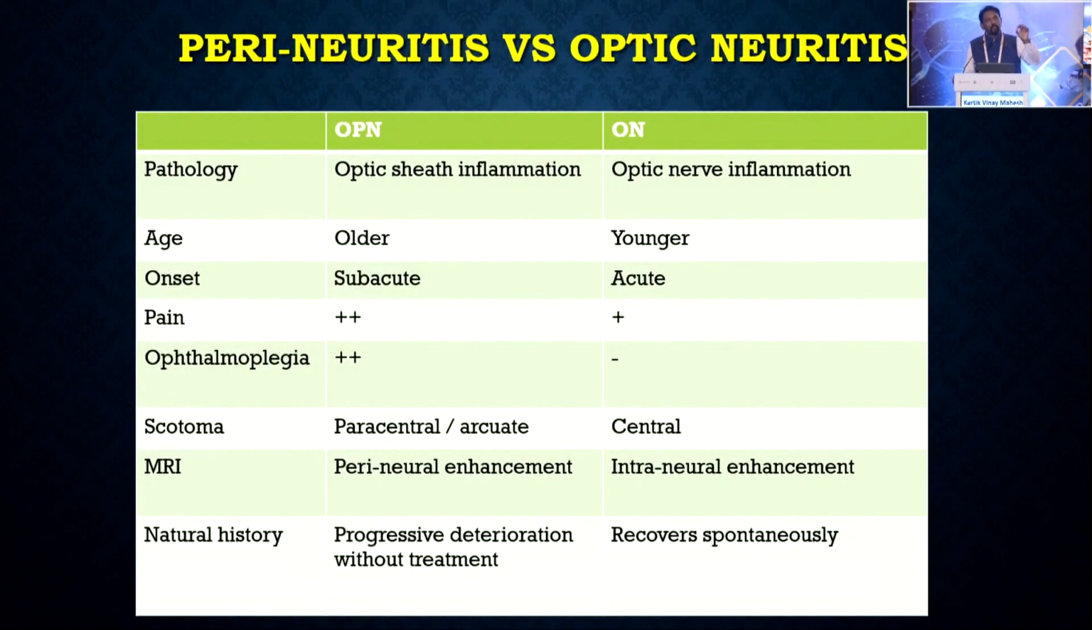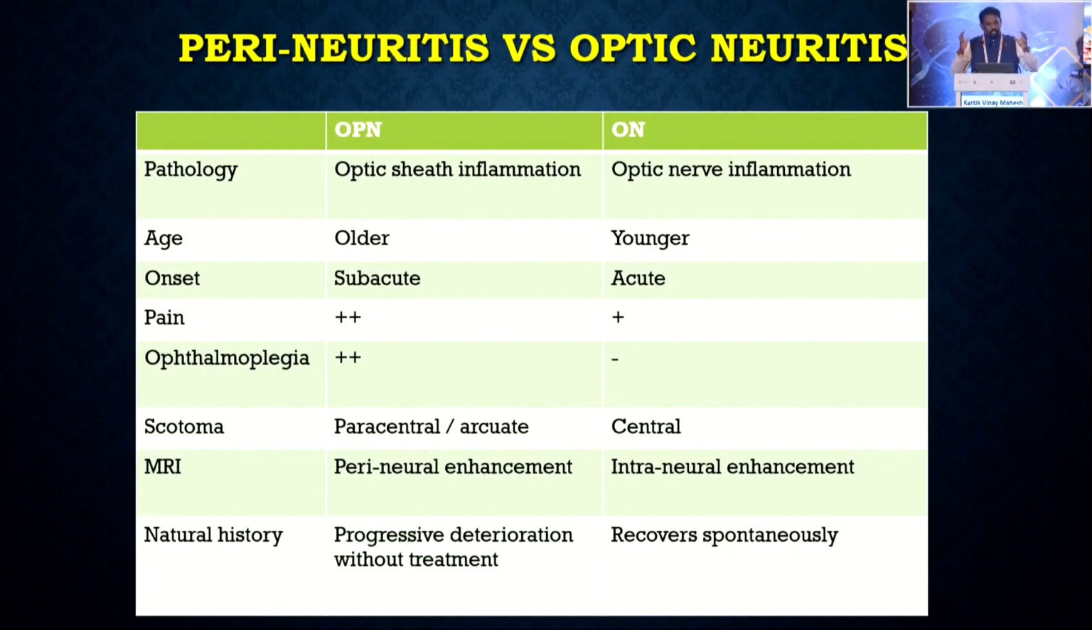Neuritis is involvement of the optic nerve. Optic perineuritis is the inflammation of the nerve sheath. When you have involvement of the optic nerve, you just get the central scotomas. When you have involvement of the sheath, the scotomas come from the periphery because the sheath is covering from your periphery.